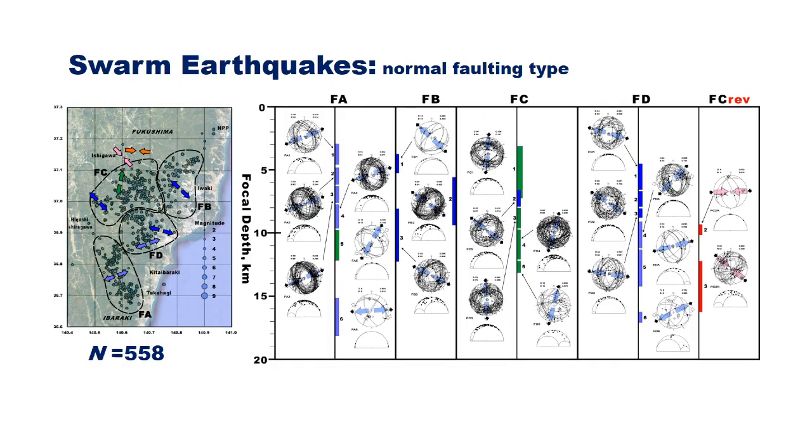Near the Fukushima area, swarm earthquakes of normal faulting types are found. We discriminated the focal mechanism data depending on clusters and depth. We determined the stress tensor and Mohr circles, more diagrams.